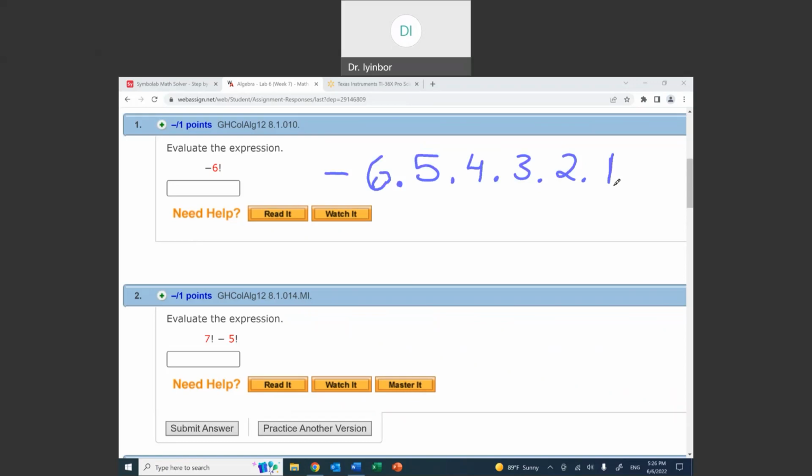You don't need to do it by hand. There is an option on your calculator, and I'm going to show you right now how to do it. But this is what factorial means. If I have to do 5 factorial, you start with 5, 4, 3, 2, 1. 7 factorial is 7 times 6 times all the way to 1. So that's what factorial means. And let me show you how to do it on your calculator.